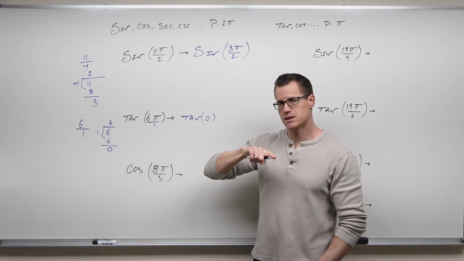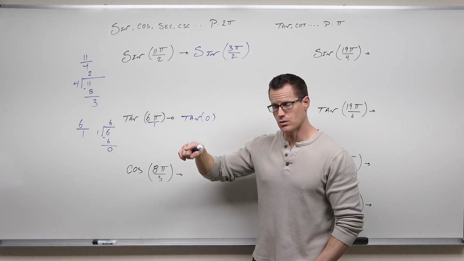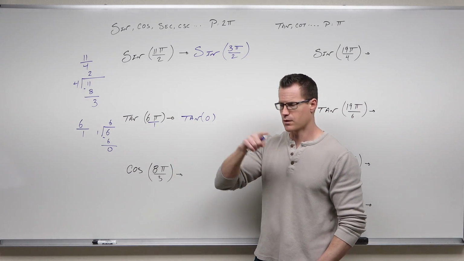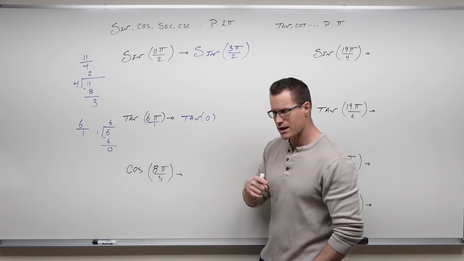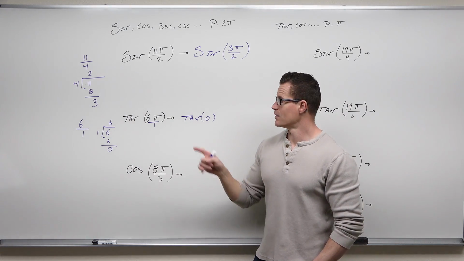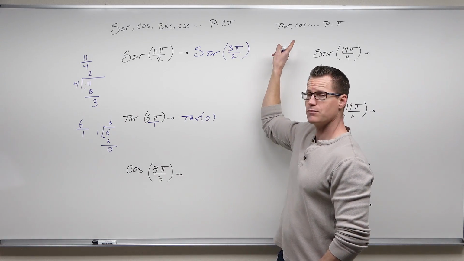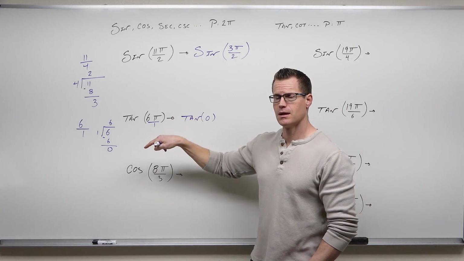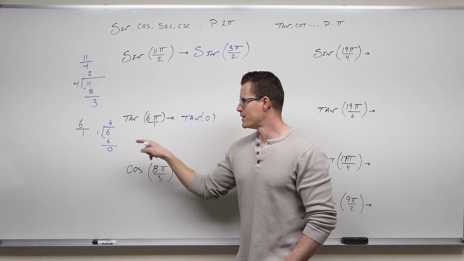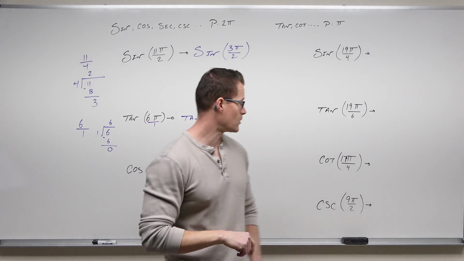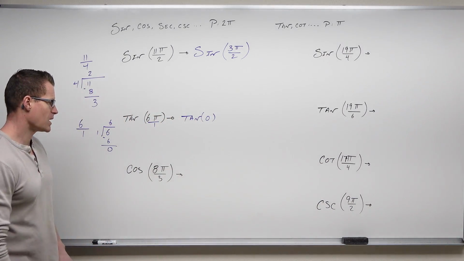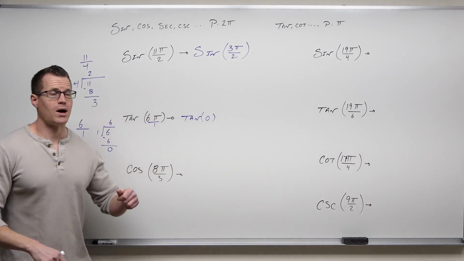Why? Because if you go 6 pi's, 1 pi is half a circle, 2, 3, 4, 5, 6, you end right back where you started at 0. This just does it for you. So take denominator times period for your respective trig function, divide it, look for your remainder. That remainder is your new numerator, in this case 0. How about cosine? Cosine of 8 pi over 3. Cosine has a period of 2 pi. We need to know that.